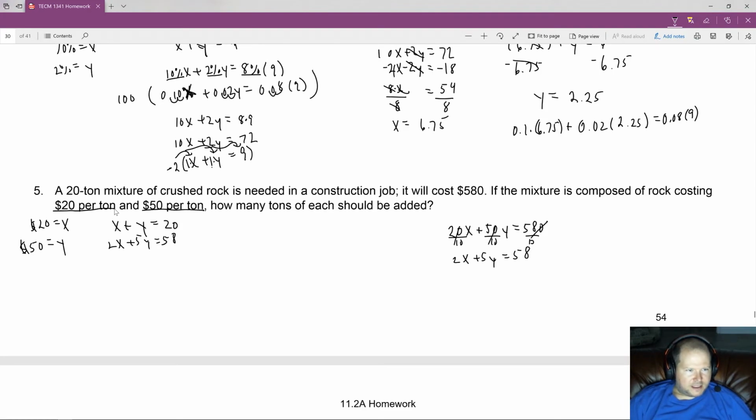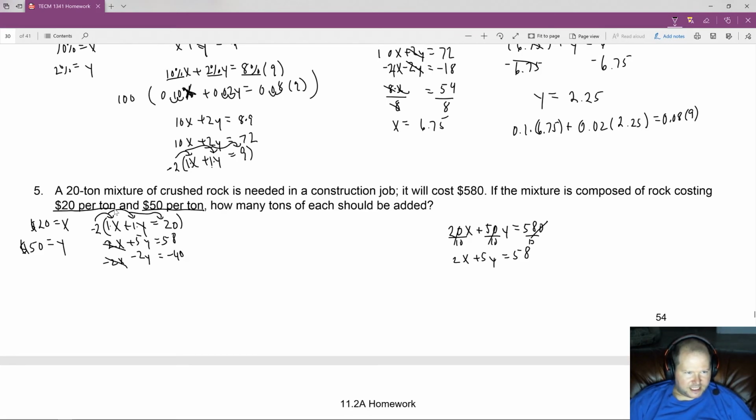Okay. Now, let's say you want to get rid of the x's. The least common multiple of a 1 and a 2 is a 2. Least common multiple of a 1y and a 5y is a 5. So x's will be easier to get rid of. So I'm going to multiply this by a negative 2. Right? They both are positive, so I have to flip the sign of the first one. So negative 2 times x is negative 2x. And negative 2 times y is negative 2y. Negative 2 times 20 is negative 40.